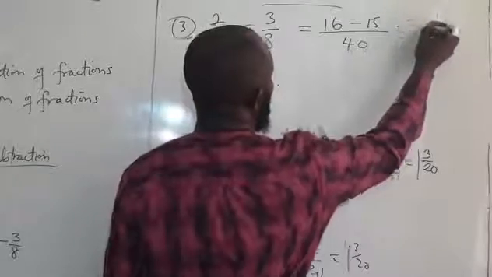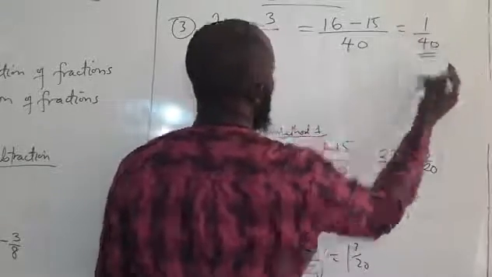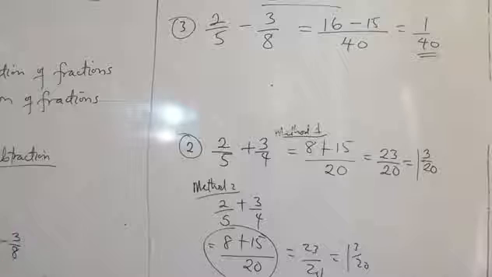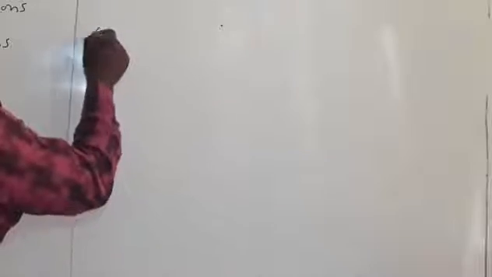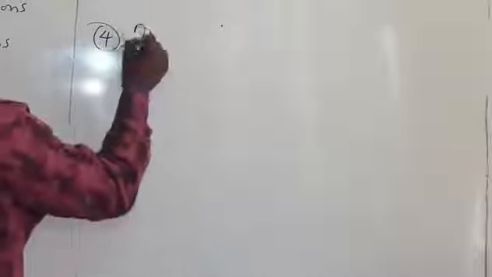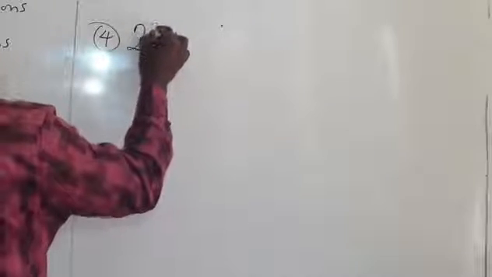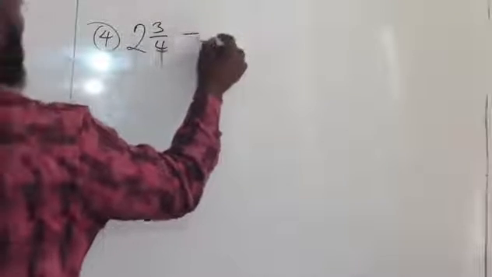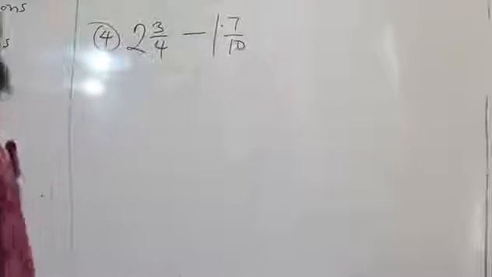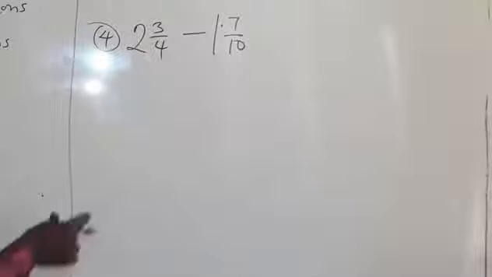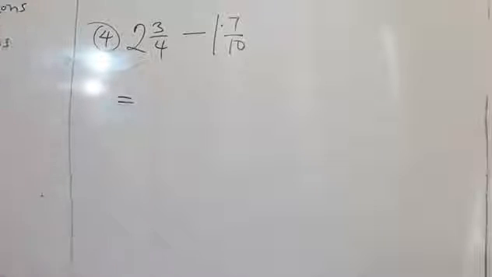15, which gives us 1 all over 40, which is straightforward, right? So let's now look at the fourth example. Number 4, we have 2 whole number 3 all over 4 minus 1 whole number 7 all over 10. Here, what we are expected to do, there are two ways.